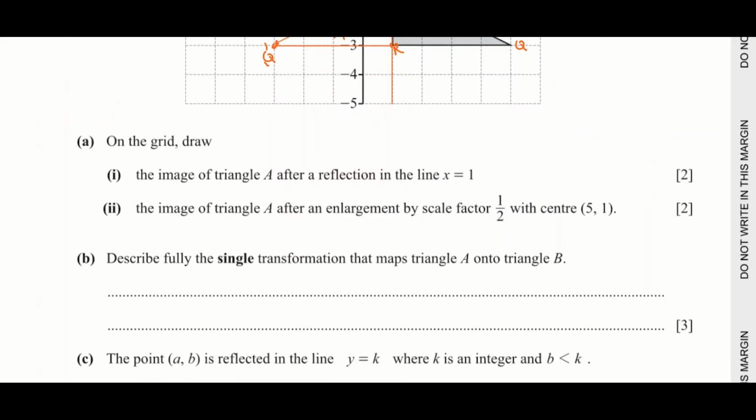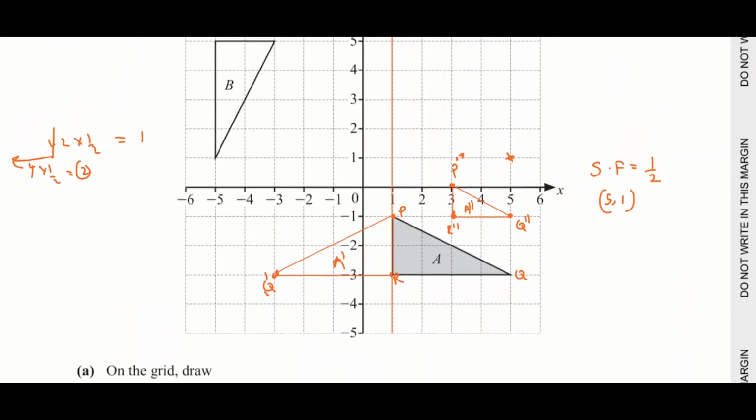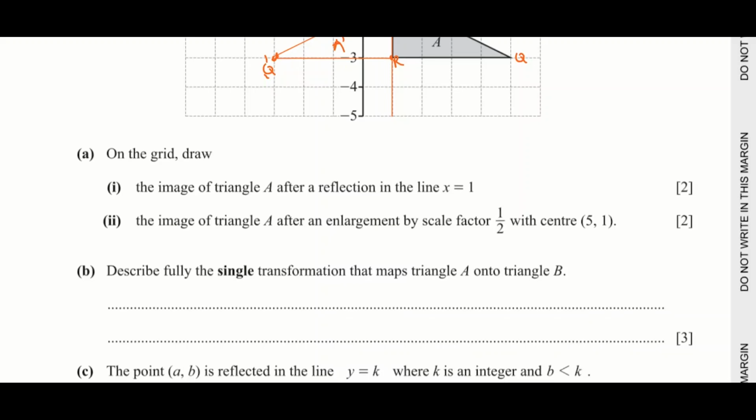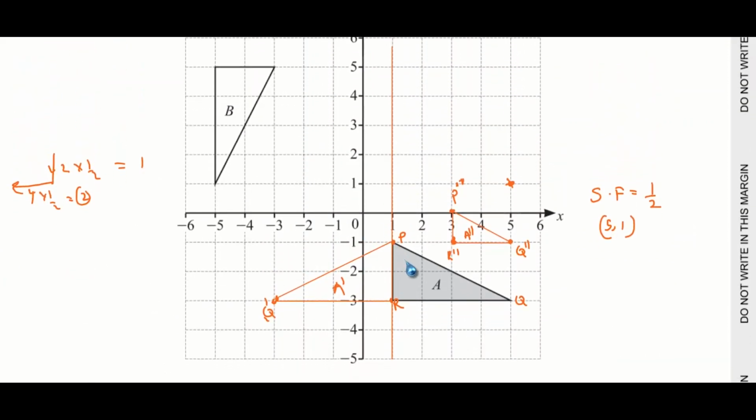Describe fully the single transformation that maps triangle A onto triangle B. So describe fully the single transformation that maps triangle A onto triangle B. So let's look at this, A onto B. So we need to observe this. This is P, Q, R. So let's label this. If you look at point P here, it's similar to this point here. So this will be the image.